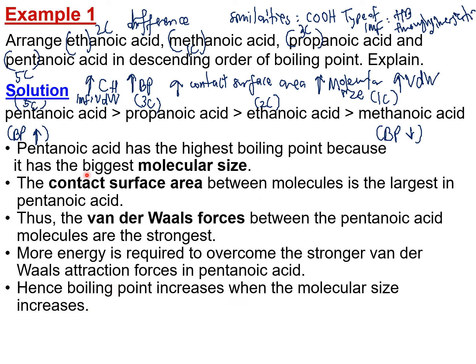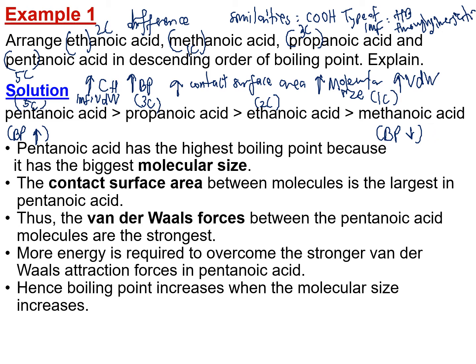Okay, you nak terangkan macam ni pun boleh. You nak terangkan yang sebaliknya mengikut methanoic acid ni pun boleh. Tapi cumanya you kena bagi tahu lah kalau methanoic acid molecular size dia paling kecil, contact surface area dia paling kecil, van der Waals forces dia paling lemah. So, senang nak overcome the forces between them. That's why dia punya boiling point dia paling rendah.